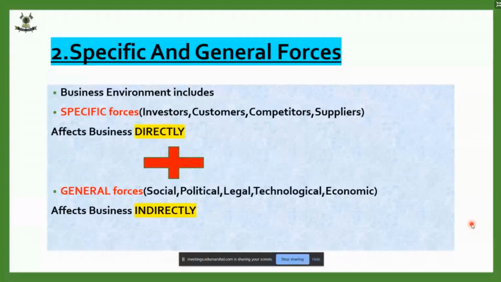So the second feature was that business environment comprises two types of forces, specific forces and general forces. We may also say direct forces and indirect forces. Direct, which have a direct impact on the business, and indirect, which have an indirect impact on the business.